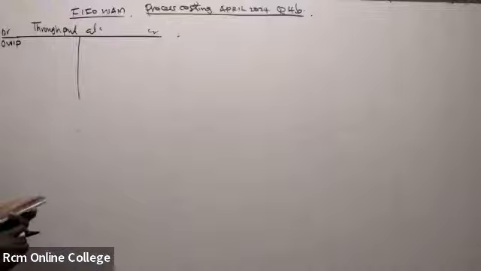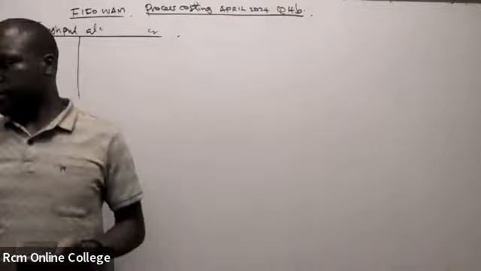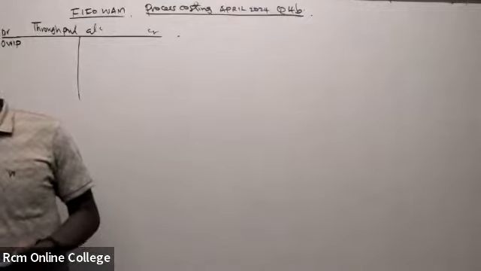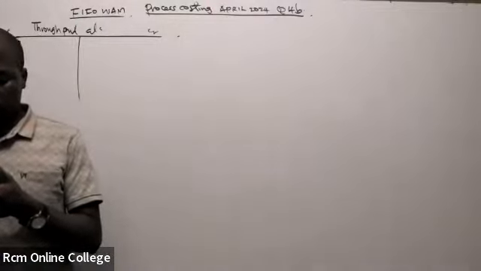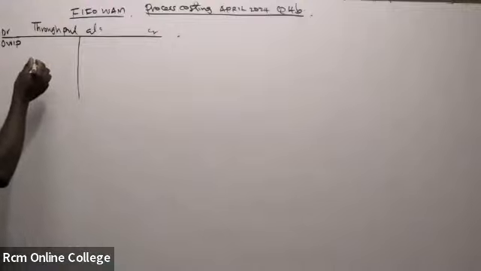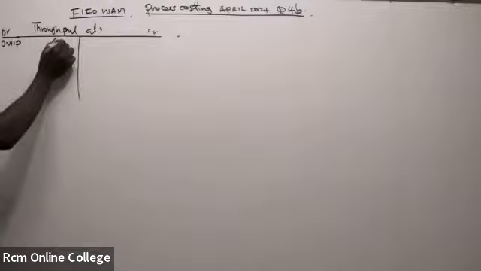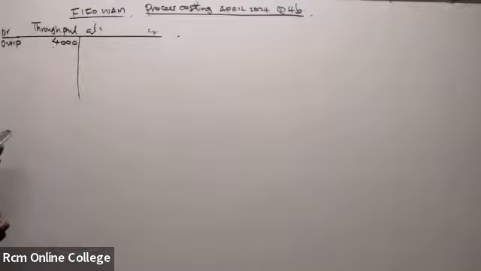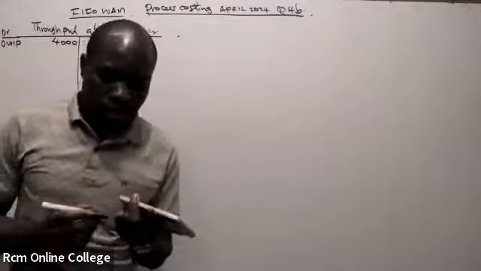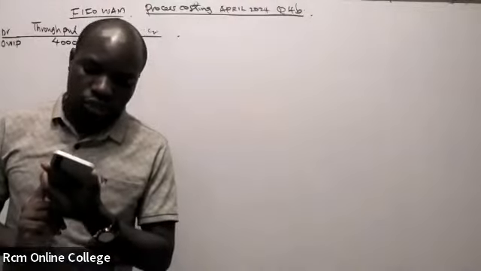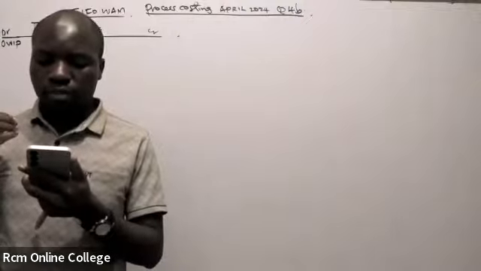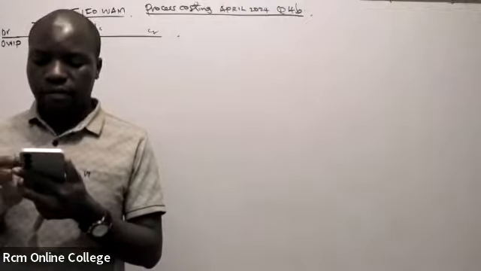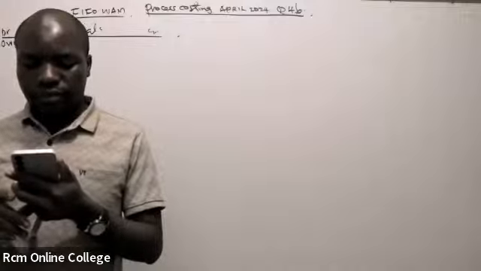What is our opening work in progress in terms of units? In terms of units, we have 4,000 units. So we have 4,000 units as the opening work in progress. Then as we move down, number 2, we are being told that units received from process P were 40,000 at a cost of 1,700,550.